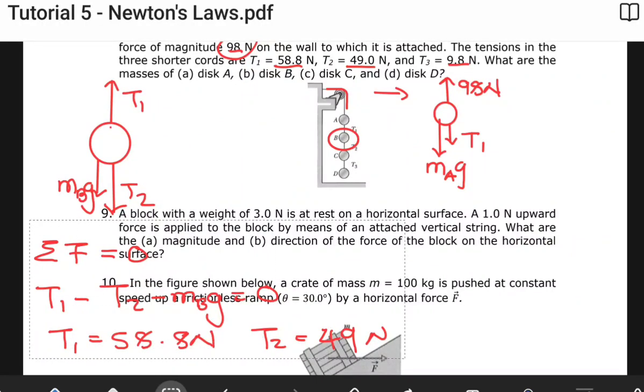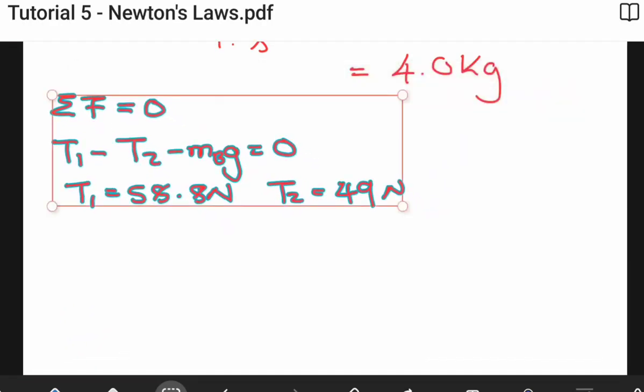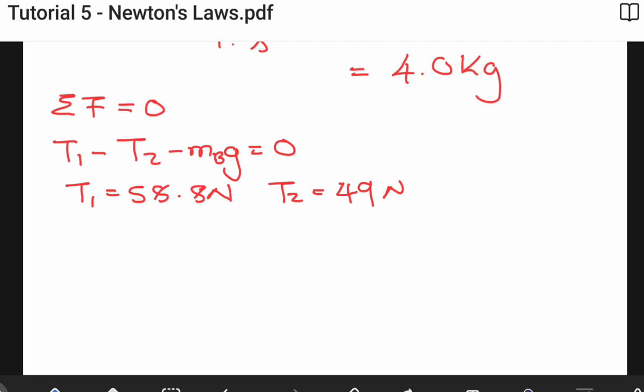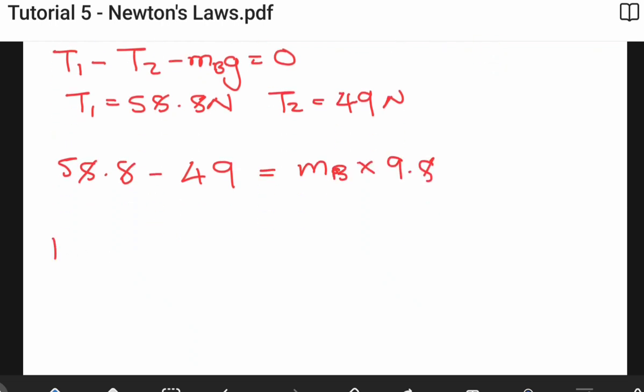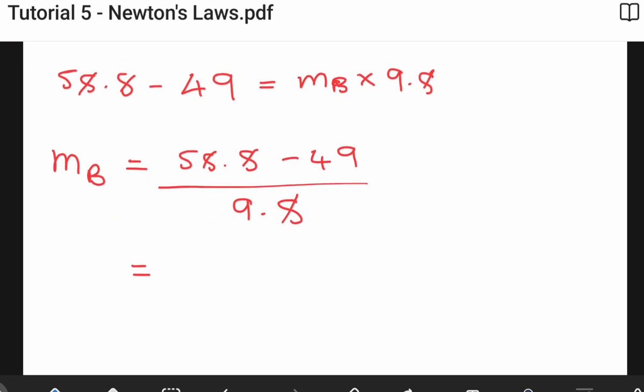So I can copy this so that we can work it out now up to the final end. So leave out the diagram, I'll just get this. Let's see what we're going to get here. So like before, we make the substitution. We know what T1 and T2 are. So we have 58.8 minus T2, that is 49. I'll take the mbg to the other side, so I have mb times 9.8. I'll make mb subject of the formula. So this will be 58.8 minus 49, then divided by 9.8. And this is what will give us the answer for mb. And for mb, we're going to find 1 kg. So of course, to 2 sig figs as well, this is going to be 1.0 kgs.